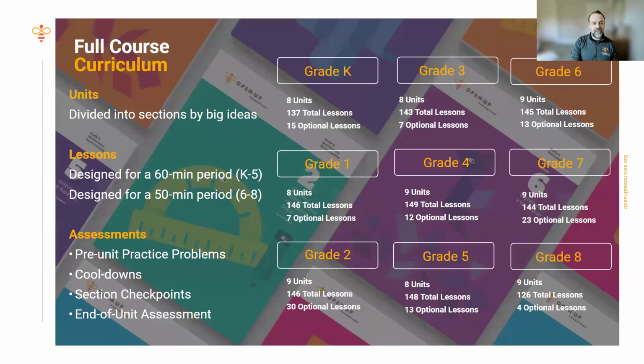So here's a quick breakdown of the curriculum. You'll notice I've got all grades K through 8 up on the screen, the total number of units and lessons. Every grade level will have some additional optional lessons. These are really designed just to expand on learning, not necessarily to introduce new stuff. The lessons in K-5 are designed to be around 60 minutes, and the lessons in 6-8 are going to be around 50. And you'll have a wide array of different assessment options.